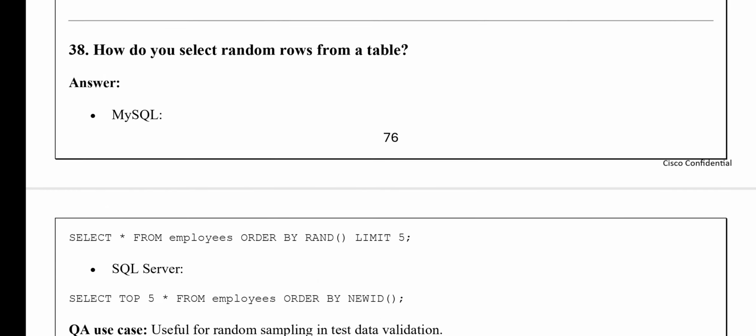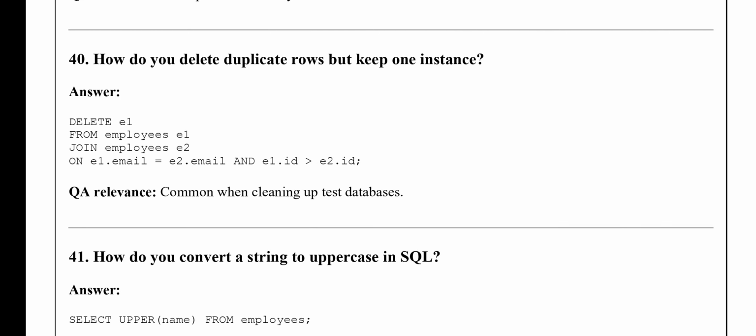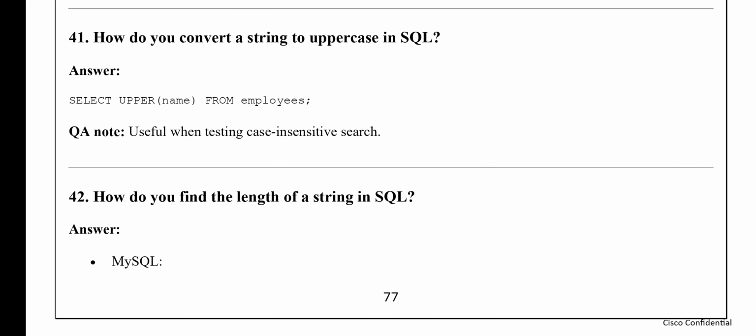How do you select random rows from a table? How do you check for duplicate rows based on multiple columns? How do you delete duplicate rows but keep only one instance? How do you convert a string to uppercase in SQL?